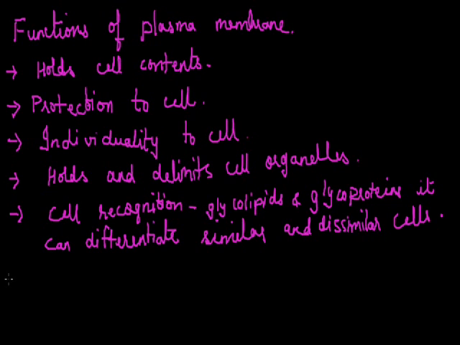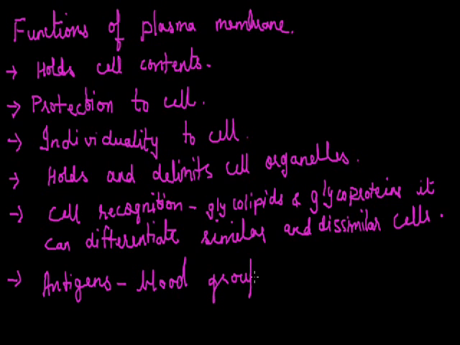The sixth function: the cell membrane possesses antigens which determine blood grouping, acceptance or rejection of a transplant, etc.